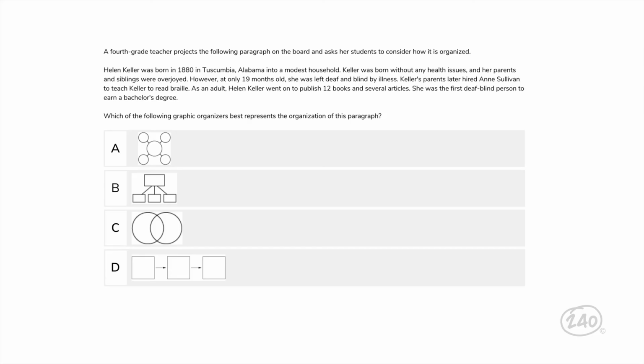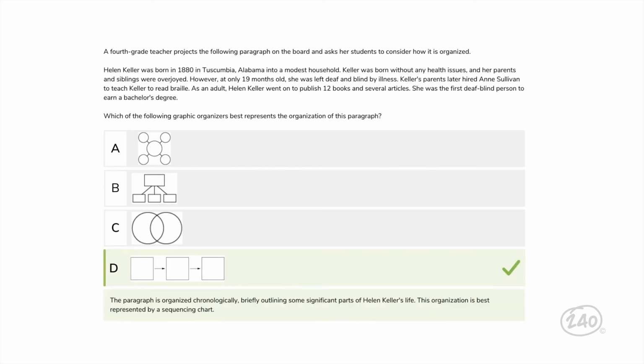Keller's parents later hired Anne Sullivan to teach Keller to read Braille. As an adult, Helen Keller went on to publish 12 books and several articles. She was the first deaf-blind person to earn a bachelor's degree. Which of the following graphic organizers best represents the organization of this paragraph? A mind map, a concept map, a Venn diagram, or a sequencing chart?